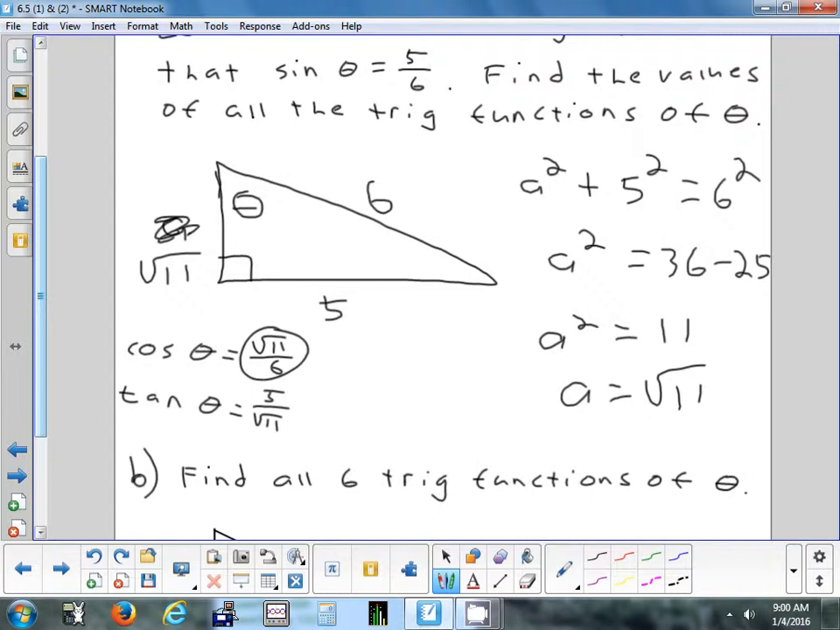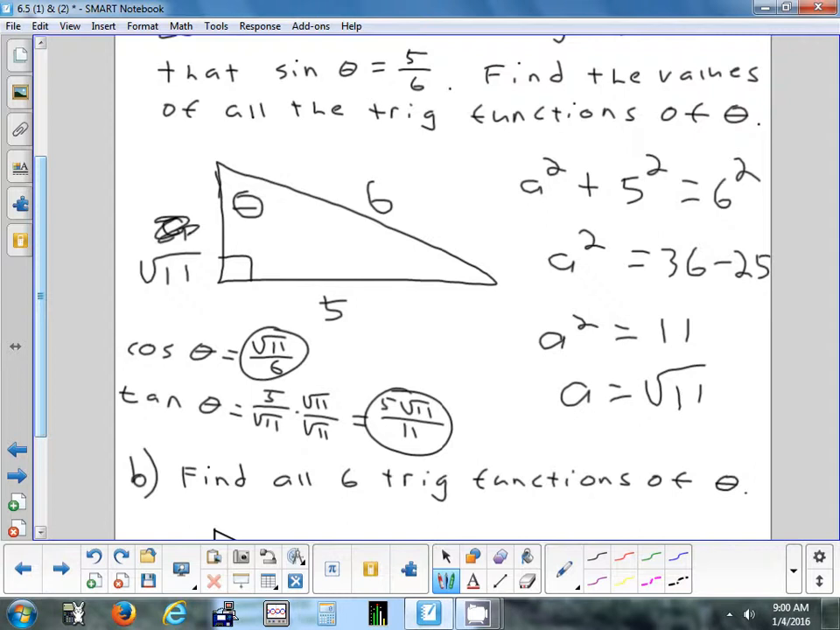Okay, I think we've done that before. Do you remember how to fix that, Amanda? Yeah, you multiply the top and the bottom by the square root of 11. Yep. And now in the top, that's 5 square root of 11 over 11. Okay, anytime you get a square root in the bottom, just make sure you fix it. All right, so that's my cosine, that's my tangent. What else we got?